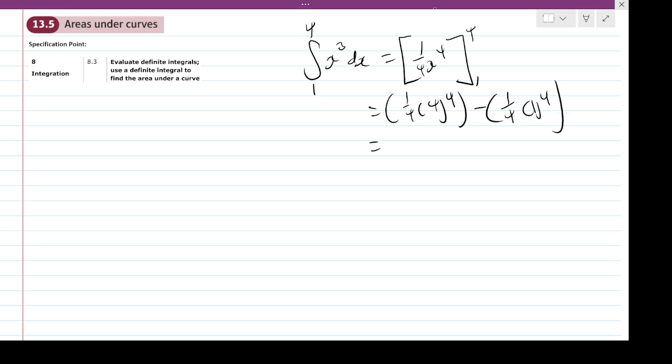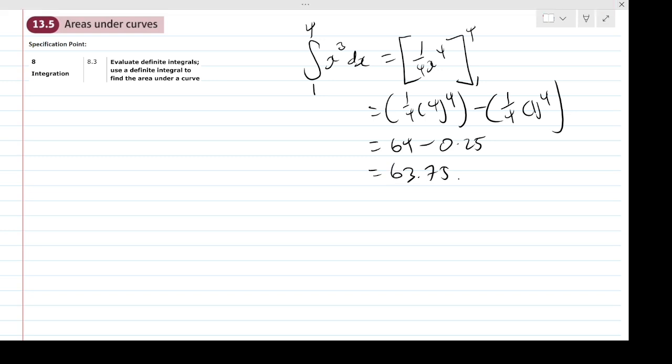Then if I work that out, I got 64, take away 0.25, and that would give me 63.75. So these definite integrals give me a number. It just gives me a number, not a function or anything like that. It gives us just one number. So what is this number then?